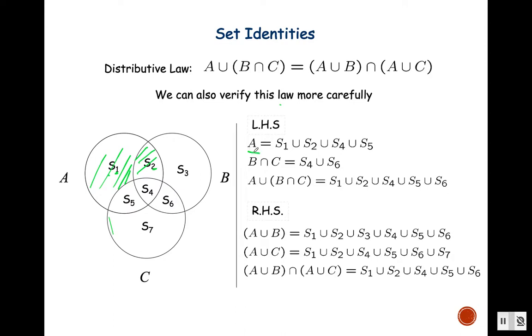So for example, that's your A. A means S1, S2, S4, S5, and union of them. Your B means S2, S3, S4, S5, union of them. C means S5, S4, S6, and S7, union of them. Okay. Now you can easily prove by doing the set operation. All right.